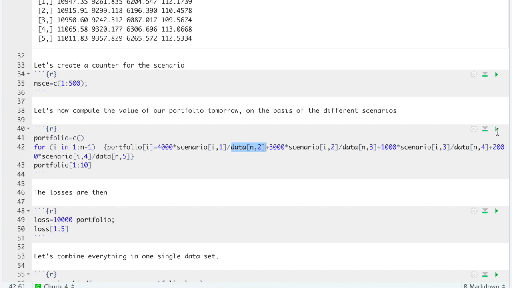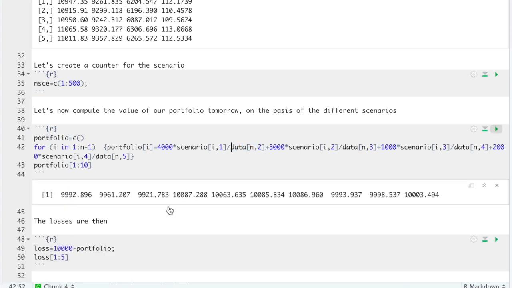Now, if we do that, we see that according to our scenarios, under the first scenario, the value of our portfolio tomorrow will no longer be 10 million, but something less. The same with respect to the second and the third, but under the fourth, for example, there will be an increase in the value of our portfolio. So we expect 3 losses in the first 3 scenarios and a profit in the fourth.